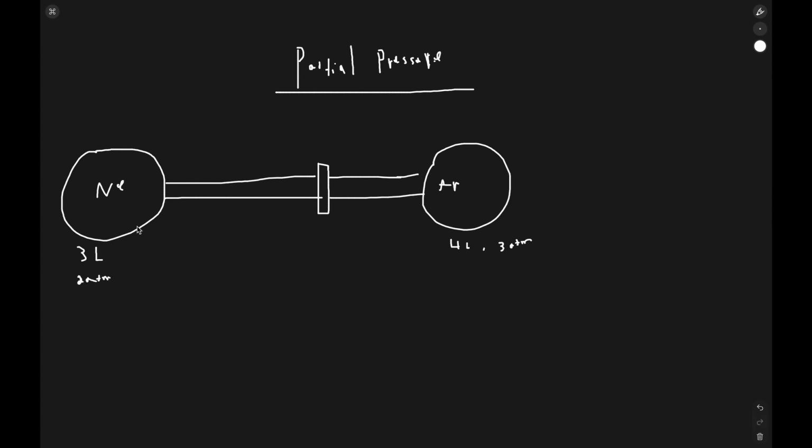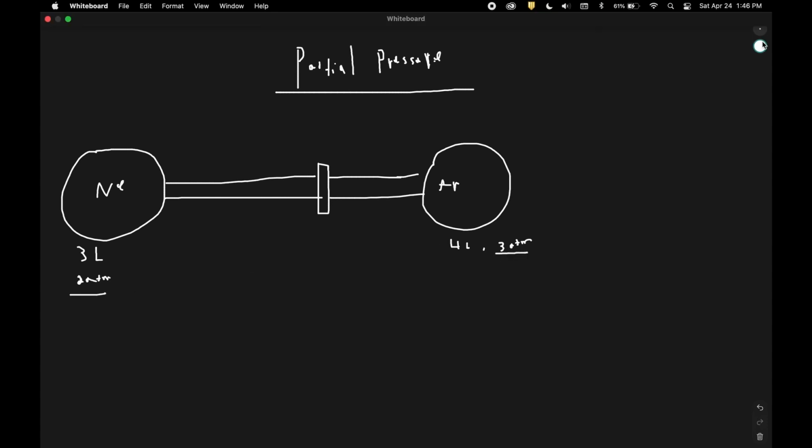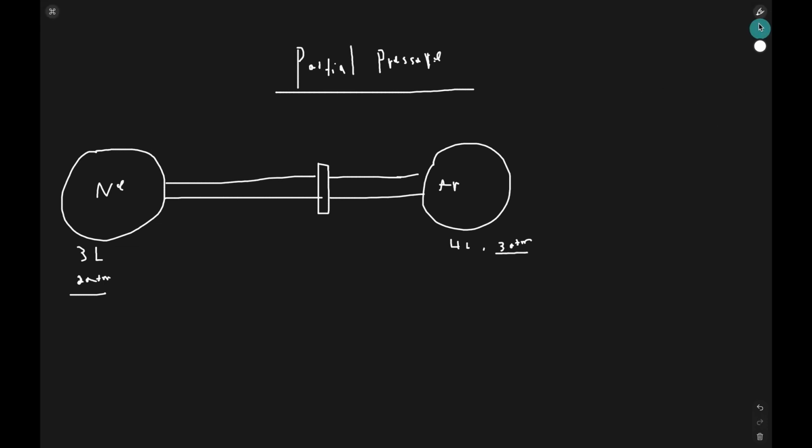Right now, since they're in separate containers, they have different pressures. But if you remove the cork and allow the gases to mix together, they will exert a different pressure. And you'll be asked to calculate the pressure, or rather the partial pressure of each one. So let's go ahead and do that. Now, this is really easy. Remember the equation P1V1 equals P2V2. Well, that's going to come in handy.